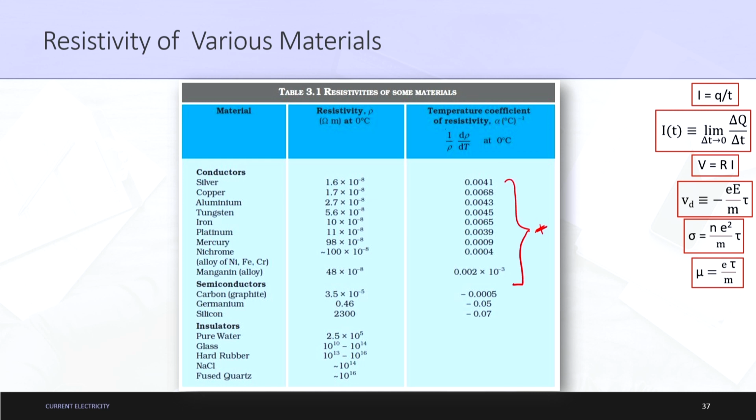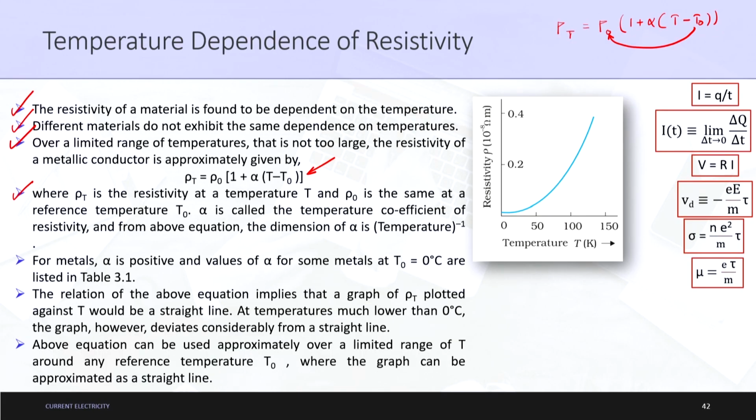That means that the resistivity increases with the increase in temperature, but it is not the same for semiconductors. It decreases, it is in the negative sense for semiconductors. So, this is one more differentiation between conductors and semiconductors: the alpha value for conductors is positive, and the alpha value for semiconductors is negative. Okay. So, let us move on with the further discussions here.